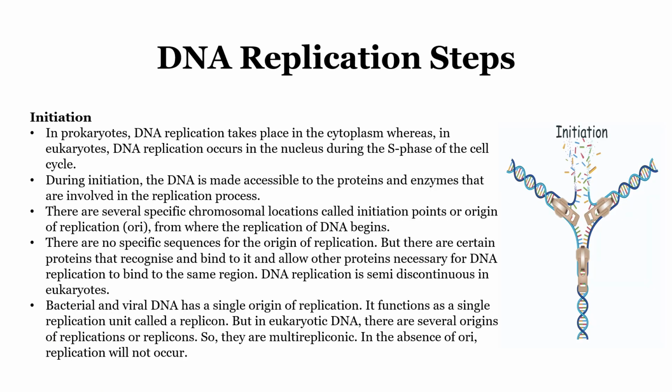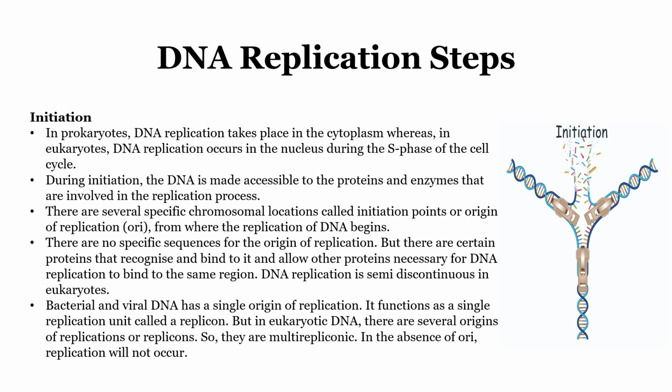Let's look at the steps involved in DNA replication. Number one is initiation. In prokaryotes, DNA replication takes place in the cytoplasm, whereas in eukaryotes, it takes place in the nucleus during the S phase of the cell cycle. During initiation, the DNA is made accessible to proteins and enzymes that are involved in the replication process. There are several specific chromosomal locations called initiation points or origins of replication, known as ori, from where the replication of DNA begins.